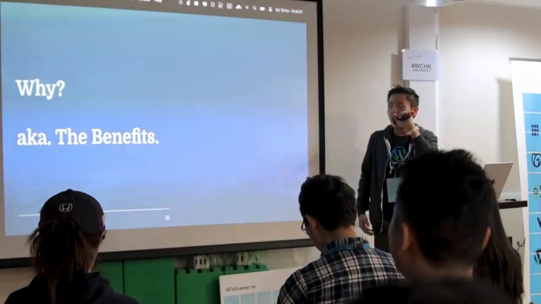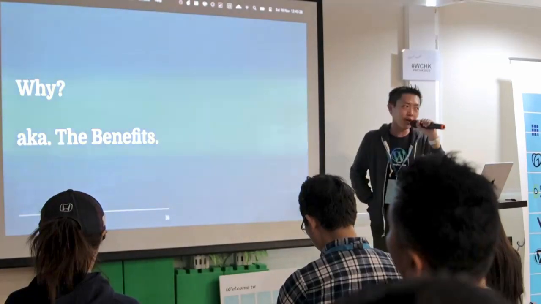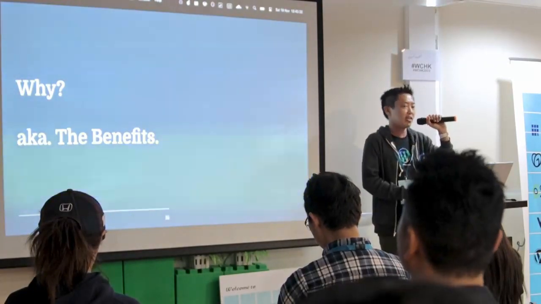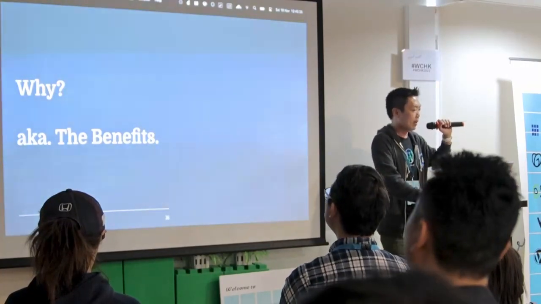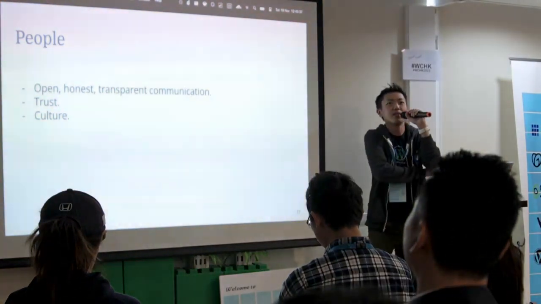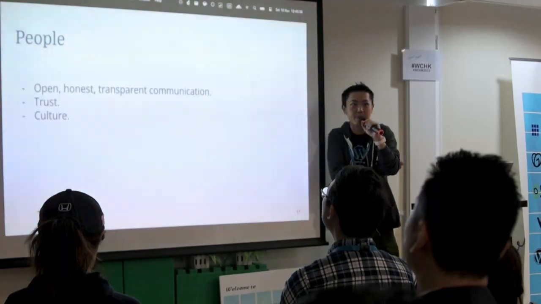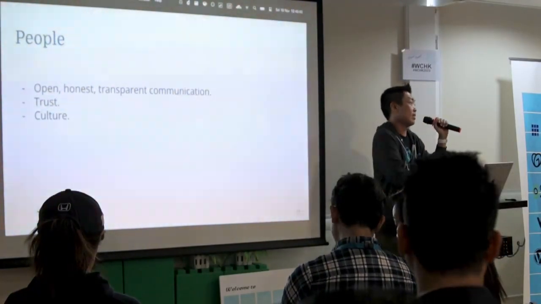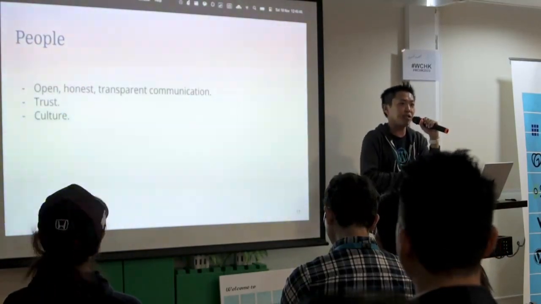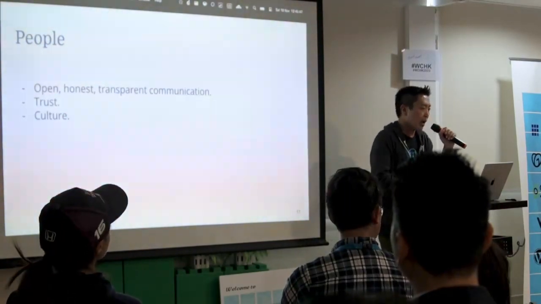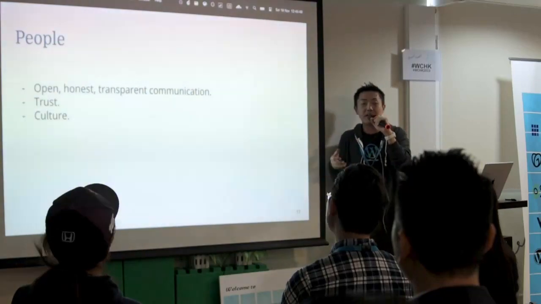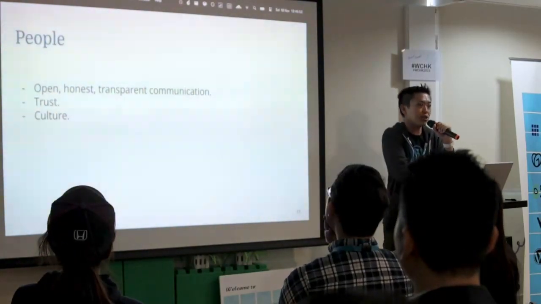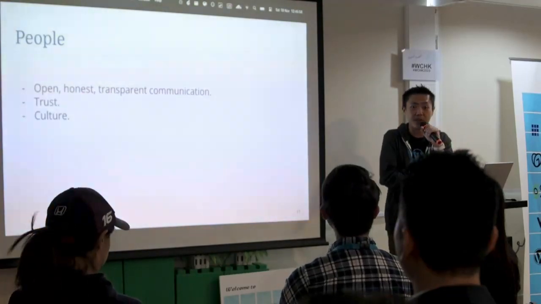So that is the how, and next I'm going to talk about why. Why do we do this? Why do we want to go through the hassle of doing all these things? So here are the benefits. When you run a company, people often say your biggest asset is actually the people in the company, the employees. By having something like this in Automattic, we encourage open, honest, and transparent communication.